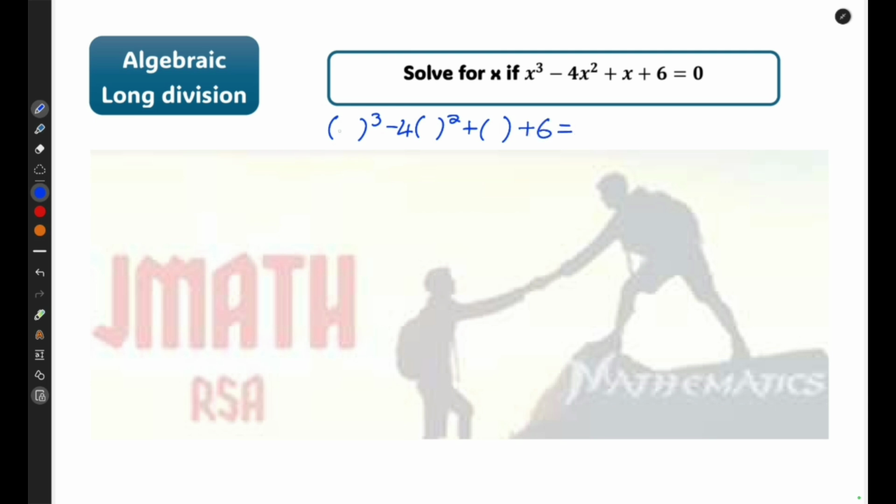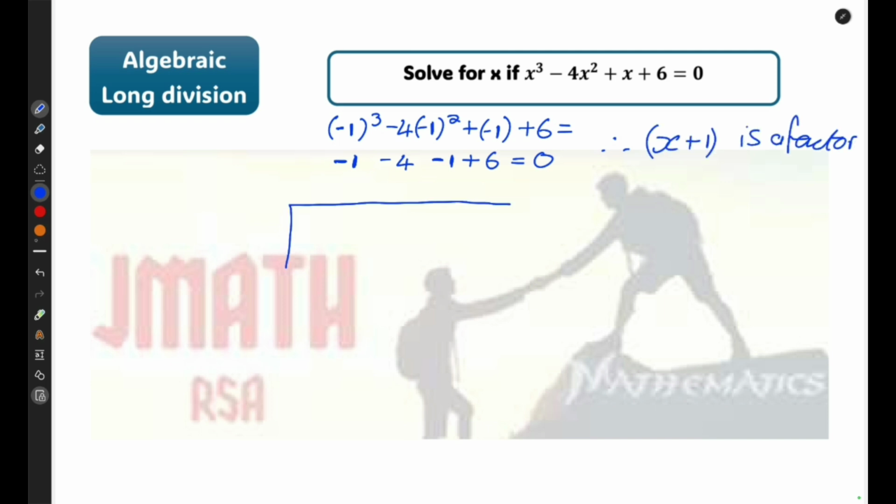So in this case, I'm going to start with minus 1. You can start with 1 or 2 or 3, but in this case, I'm going to start with minus 1. So this would give me minus 1, this would give me minus 4, this would give me minus 1, and this would give me plus 6. That equals 0, and therefore, I subbed in minus 1, so the factor would be x plus 1.